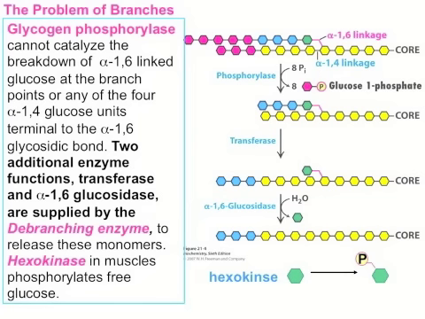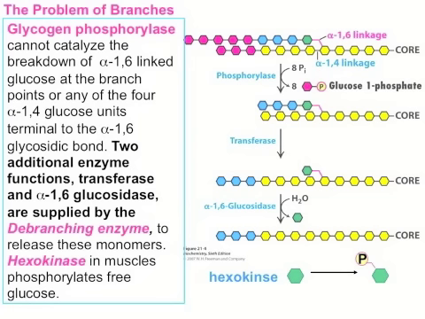Those residues that can be released by glycogen phosphorylase are shown in red. Those that cannot, because they're too close to the alpha-1,6 linkage, are shown in blue. Now the debranching enzyme has 2 functions. One is actually a transferase, and the other one is an alpha-1,6 glucosidase.